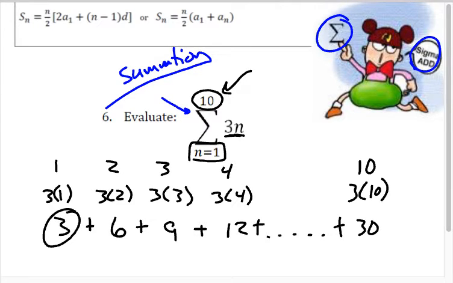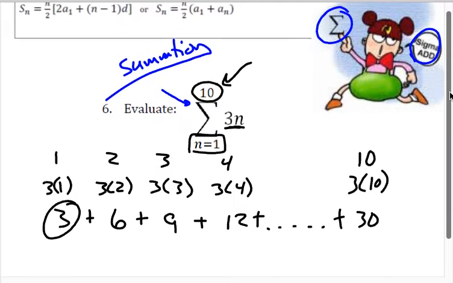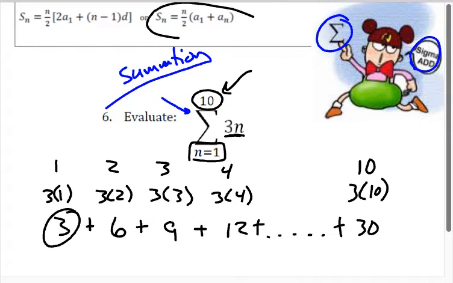So, adding up all these terms. Now, you more than likely could generate all these terms, and that would be fine, and then just add them up by hand. You can do that. But I'm going to use this formula right here. I know the first term, a sub 1. I know the last term, a sub n, which is 30. And how many terms are there? Well, it's pretty obvious. There's 10 of them.